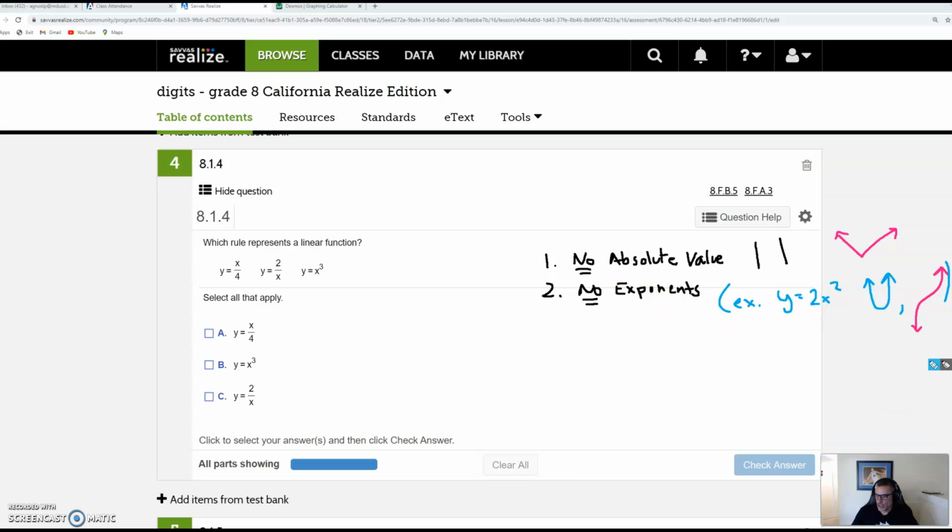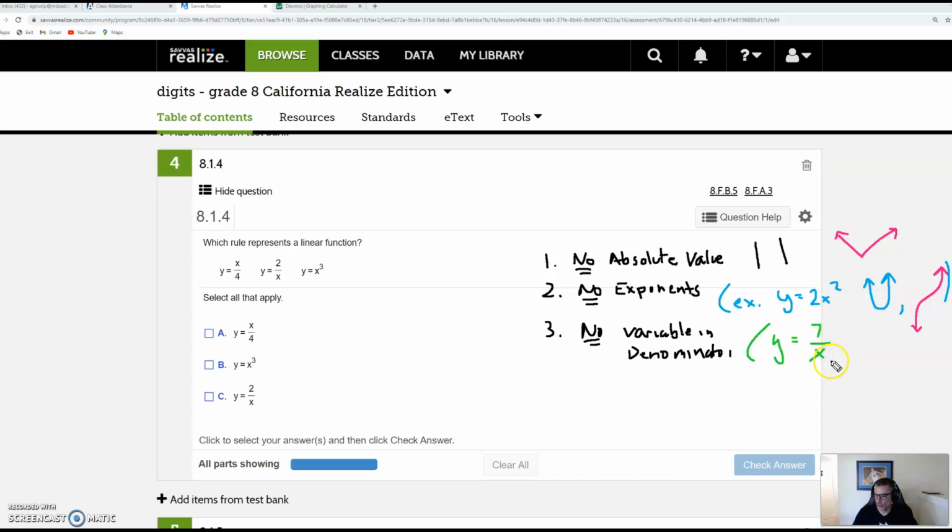And then the third thing that we were looking for is that there's no variable in the denominator. So if we have a fraction anywhere in our equation, we want to make sure there's no variable in the denominator. An example of that would be like y is equal to 7 over x. And I think I showed you an example of this in class.